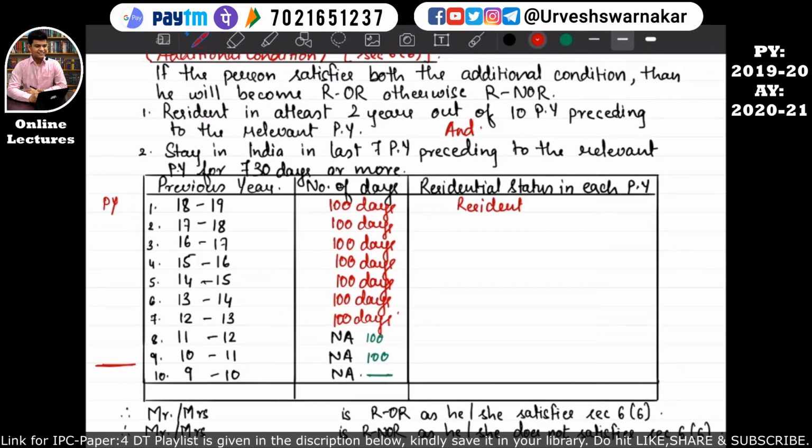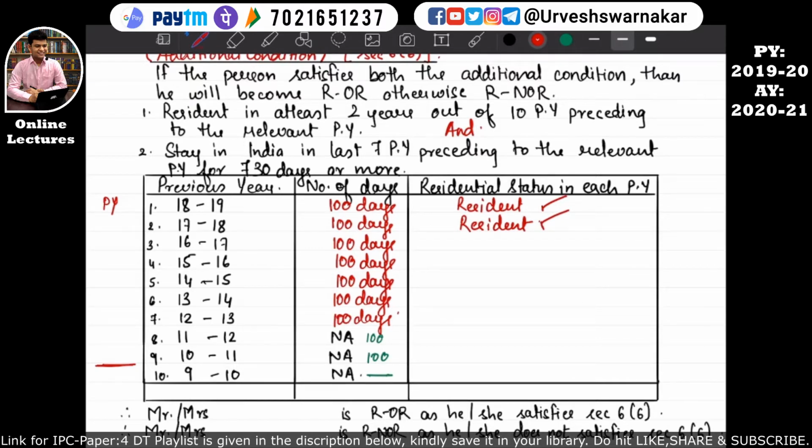So in previous year 18-19 he has been resident. For the previous year 17-18, whether he will be resident? Yes, he will again be resident, because for the previous years preceding the relevant previous year he has stayed in India for 400 days, and for the relevant previous year he has stayed for 100 days. That means he has satisfied the second basic condition. So out of 10 he has been resident in 2 previous years.